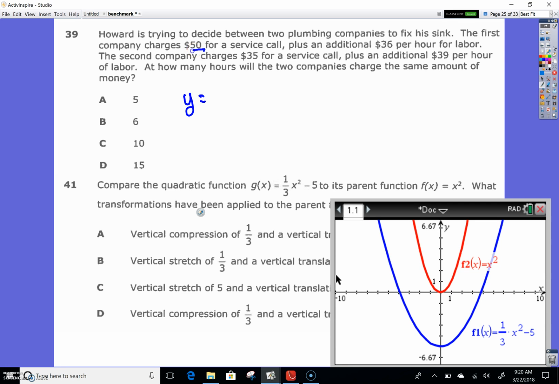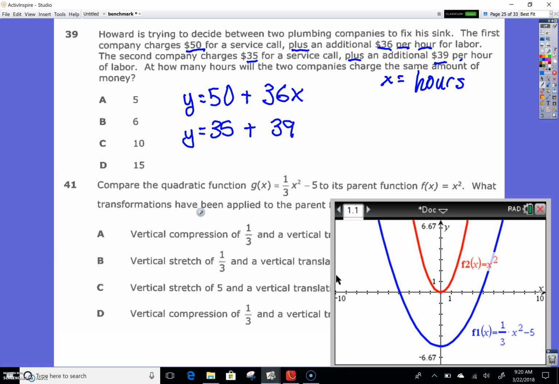Y is equal to 50 plus 36 per hour. I'm going to just use x for hours. The second one is 35 plus 39 per hour. Now that we have two equations, we want to know how many hours.